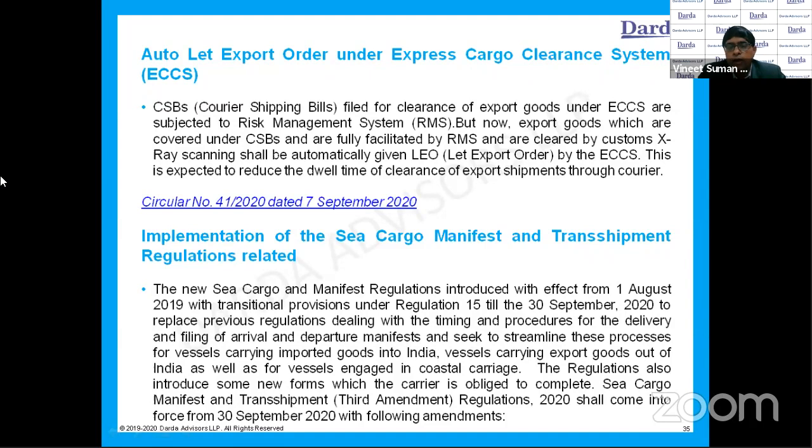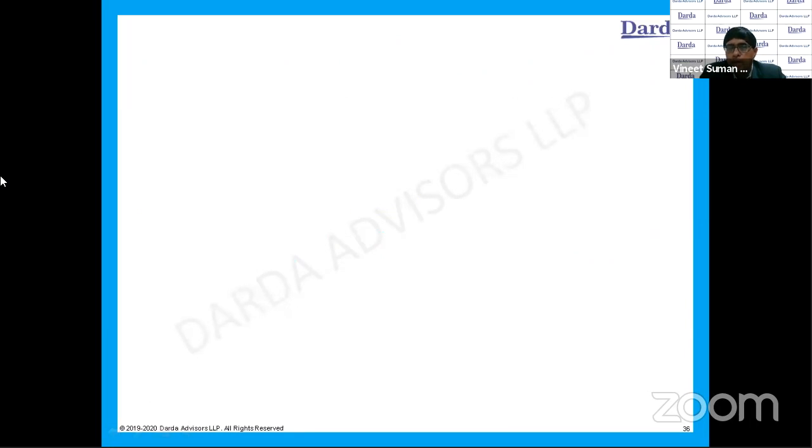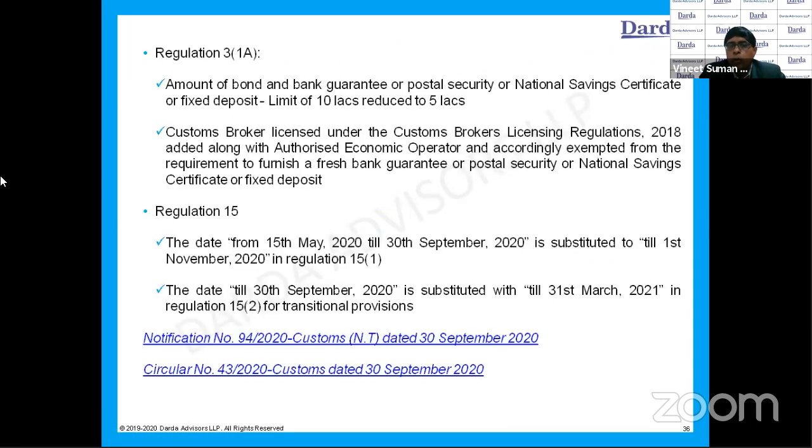But still people were expecting some relief because nowadays everything is moving in e-mode, but still the systems and people were not prepared. The relief given is that the bond and bank guarantee is required to be given within the postal security or NSC. The limit was earlier 10 lakhs, reduced to 5 lakhs. Big relief. Second, AEO, authorized economic operator, is not required to give this bond or bank guarantee or NSC. Now they included even the customs broker. So any customs broker also will not give this bank guarantee. It's a big relief indirectly for the companies also, because otherwise they will charge you a levy for all this, because they have to pay some amount as a bank guarantee, deposit or anything to the bank for that.